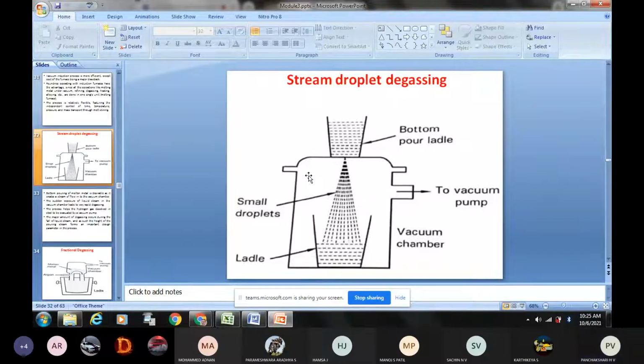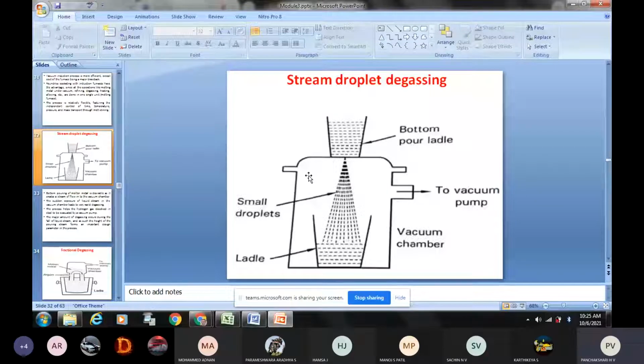Next, what? In the first case, we supplied the inert gas from the bottom so that all the gases were released. In the second case, we used the circulation current, the induction principle. In the third case, we are using the droplet principle, the stream droplet principle.